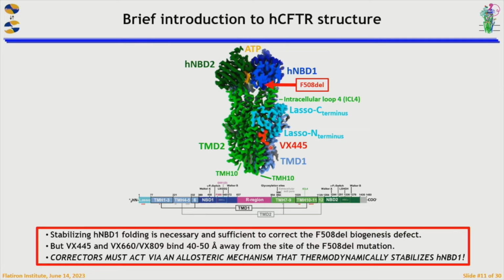So this is 50 angstroms, right? The corrector site is 50 angstroms away from NBD1, and so you've got to explain that. If you really understand the mechanism, you've got to explain that. So they have to act via an allosteric mechanism on the thermodynamic stability of NBD1. I'm going to explain that in the next slide.